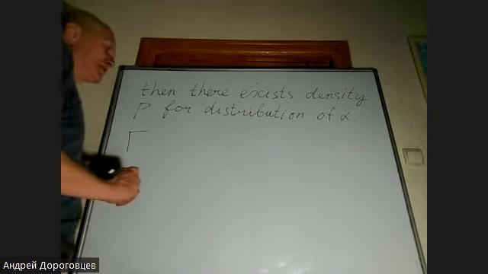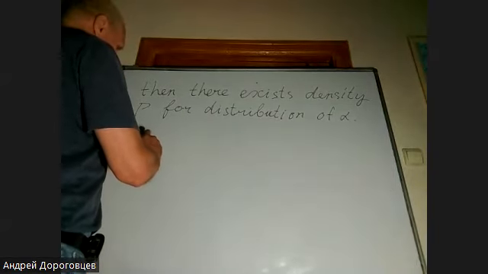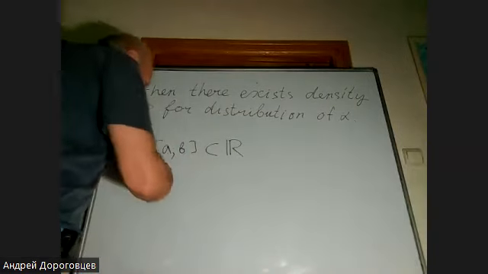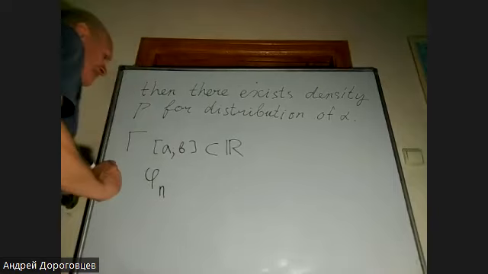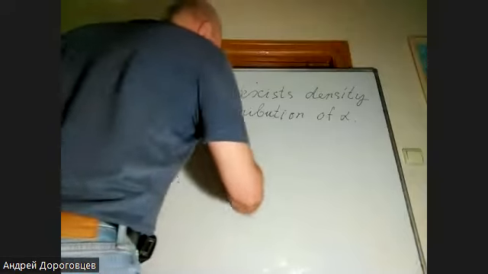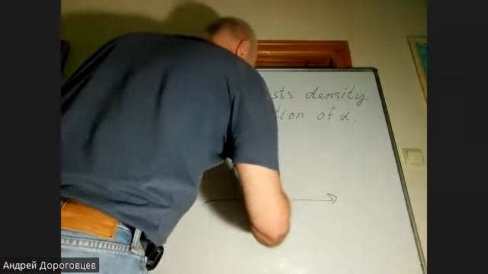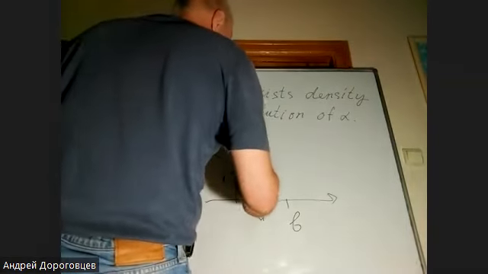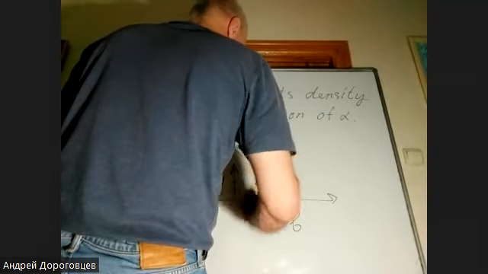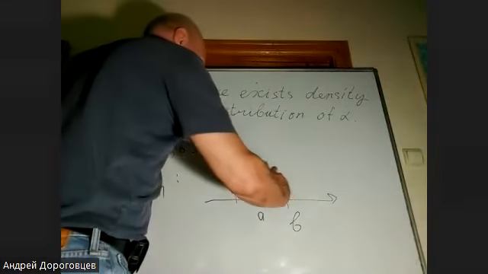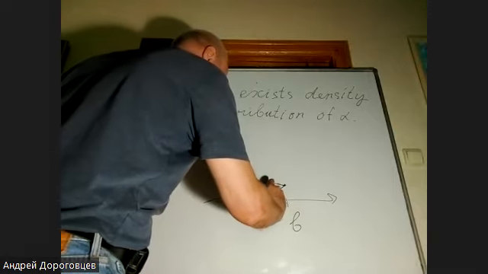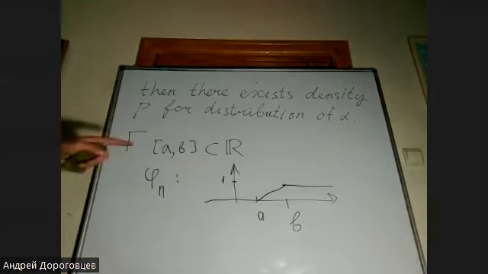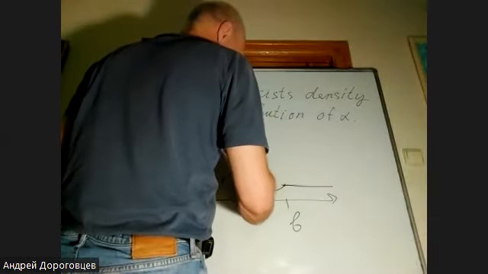Now I will consider the following function. I will take the interval AB and consider the function p. It's better to draw a graph. Here is the interval a, b, and here is 1. So this will be the following function. The function phi n will approximate this one smoothly.